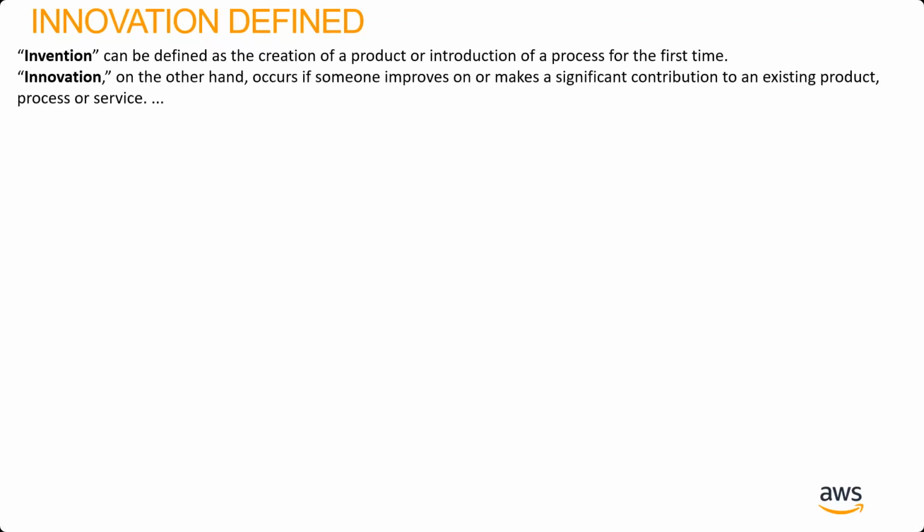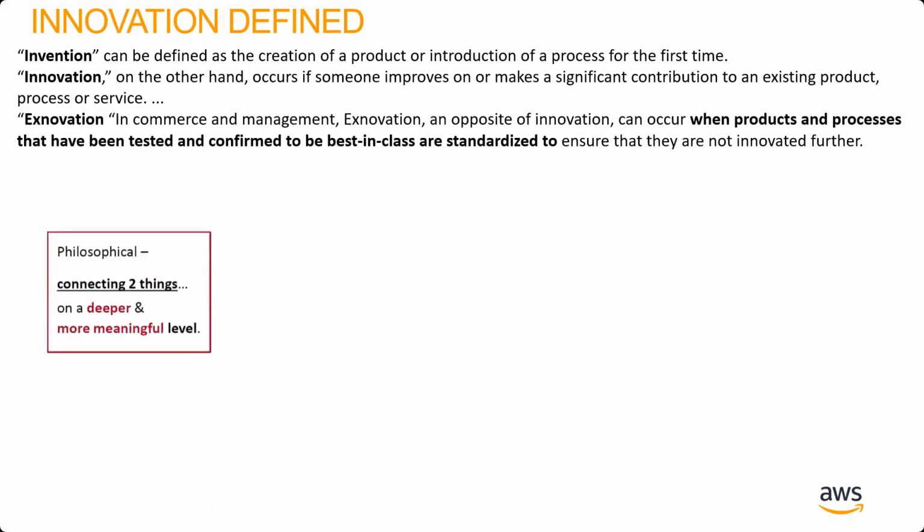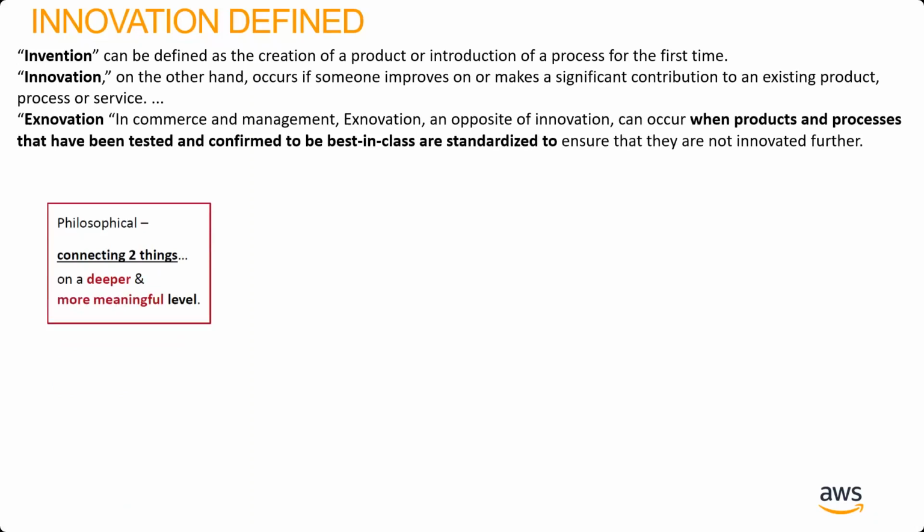And there's another thing called exnovation, which means the maturity, as you can see, where products and processes that have been tested and confirmed to be best in class are standardized, but they are limited to innovate further. And there are a few examples, but let's talk, as an introduction to innovation. It is, from a philosophical definition, connecting two things on a deeper and more meaningful level.